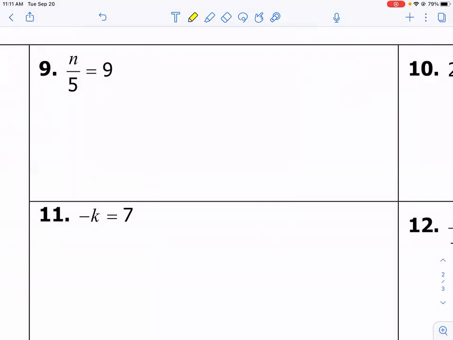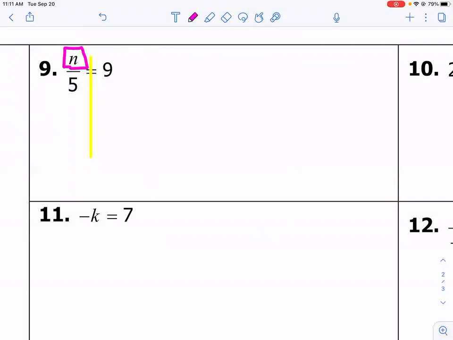Okay, so here's our fence. It's not straight, that's going to bother me. Okay, and I'm going to put a box around my variable. Okay, n, we need to solve for n. All right, on the same side of the fence with n is that 5.